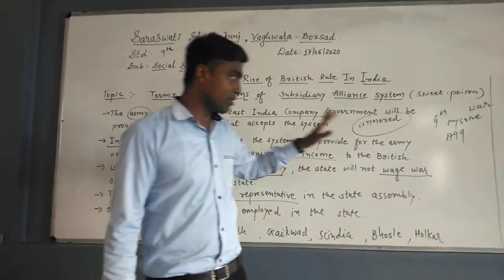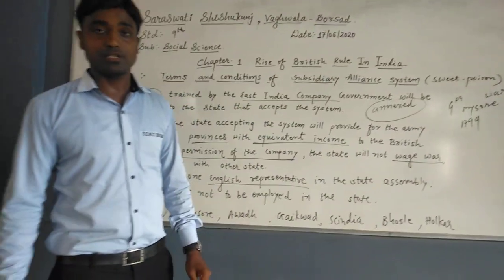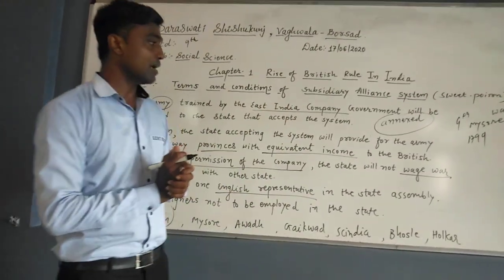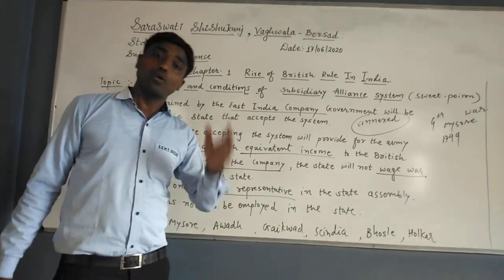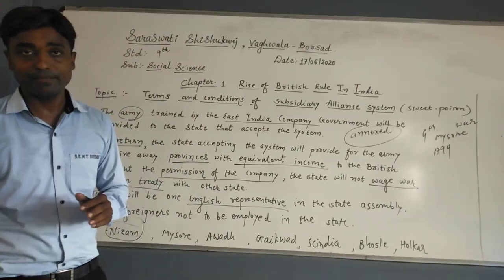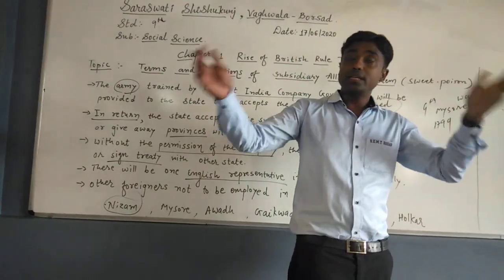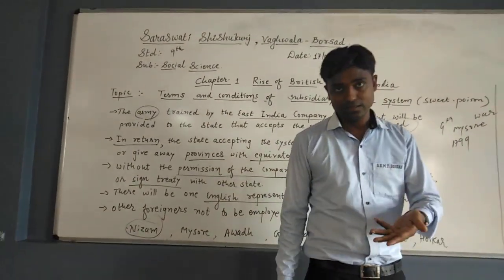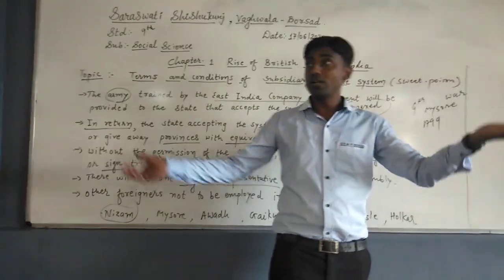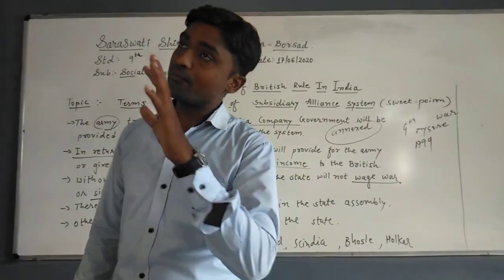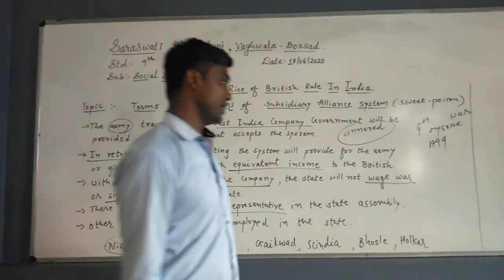So here we have completed the subsidiary alliance system. Now after Wellesley, Hastings came once more as Governor General, and he covered many areas of India, even the Gurkhas and Pindaras. All these areas were captured. And after that, finally William Bentinck came.